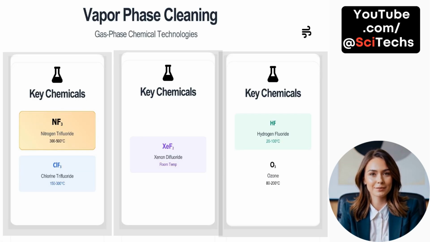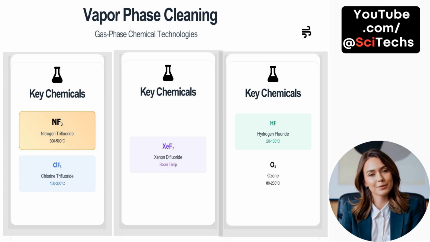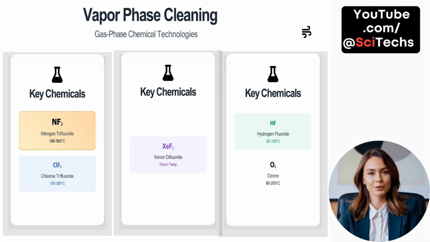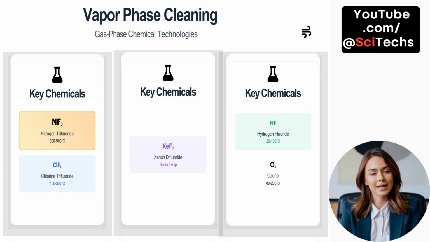Vapor phase cleaning. Vapor phase cleaning involves the use of reactive gases to chemically remove contaminants from semiconductor surfaces without liquid immersion. Several key gases are utilized in this process, each selected based on the temperature and materials involved. Nitrogen trifluoride, or NF3, operates effectively at high temperatures between 300 and 500 degrees Celsius and is widely used in chamber cleaning due to its strong fluorine-based reactivity.